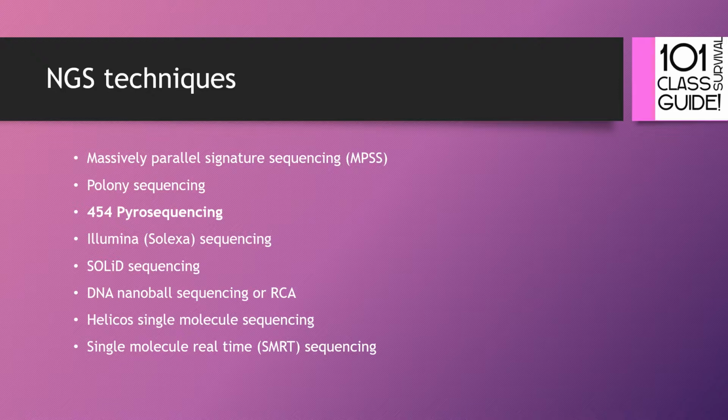The last one, the single molecule real-time sequencing, is a parallelized single molecule DNA sequencing method. The single molecule real-time sequencing utilizes a zero mode waveguide or ZMW. A single DNA polymerase is affixed at the bottom of a zero mode waveguide, with a single molecule of DNA as a template. This is used for the amplification. So these are some of the NGS techniques, and the one I'll be discussing in this video is the 454 pyrosequencing method.